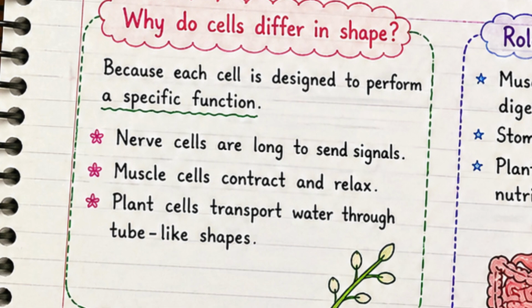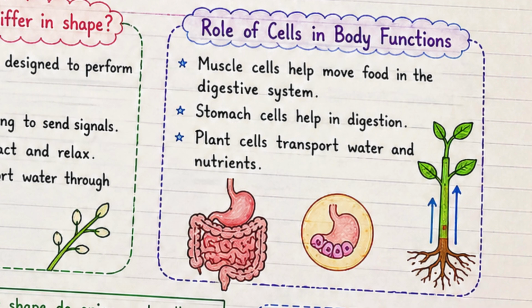Now, let's look at the roles of cells in our body. Body functions like muscles help move food in the digestive system. Stomach helps in digestion. Plant cells transport water and nutrients.